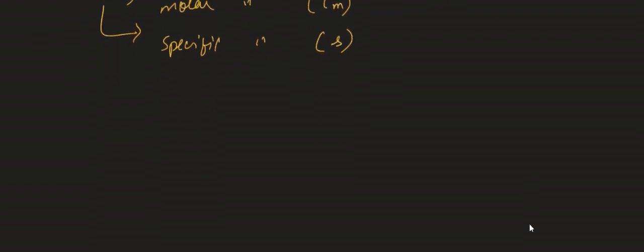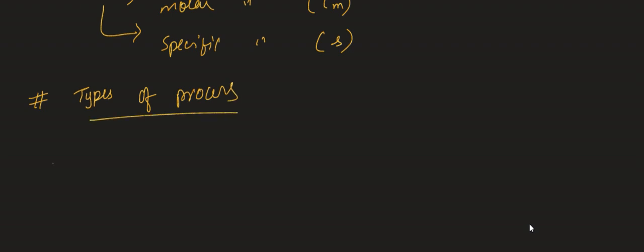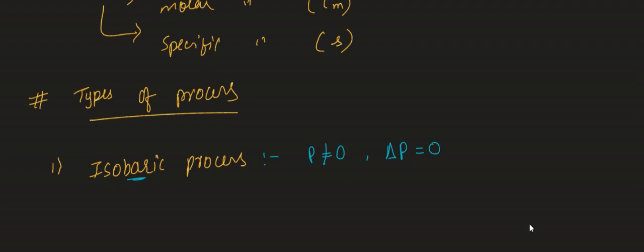Now let us try to understand one more, third concept, which is types of process. Let us write down the types of process. The first type of process is the isobaric process. Whenever you see the word isobaric, what does it indicate? The bar unit belongs to pressure. That indicates pressure is not equal to zero, but change in pressure is equal to zero.